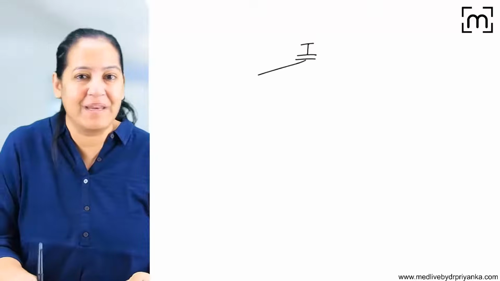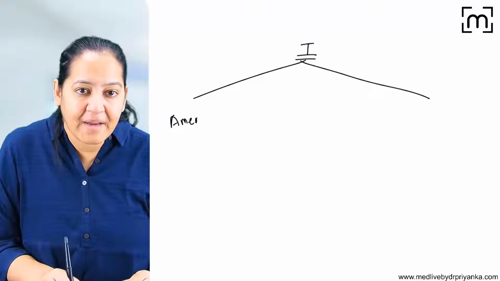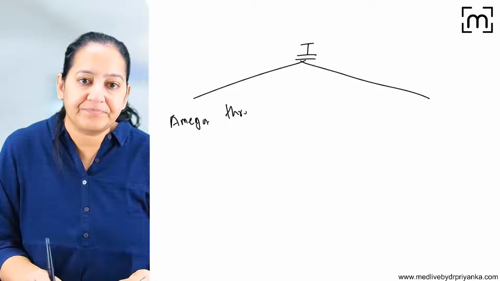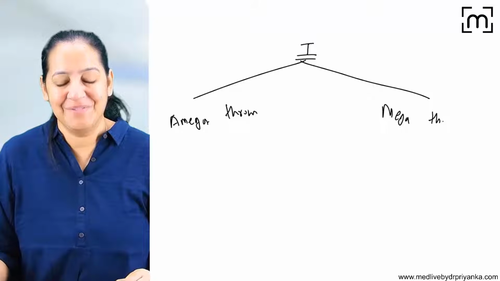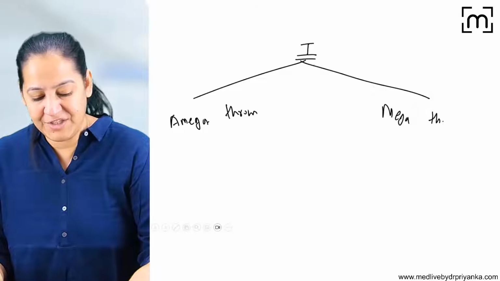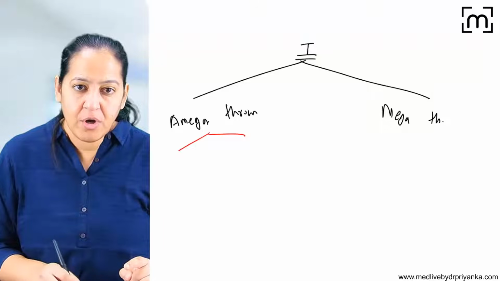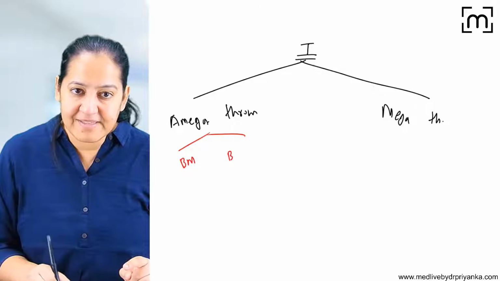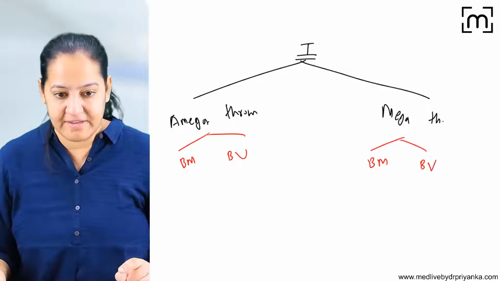So what we have learned? We have learned there are 2 types of thrombocytopenia. What are the 2 types? Amegakaryocytic thrombocytopenia and megakaryocytic thrombocytopenia. So what is the problem in each of them? Can you tell me? Is the problem in the bone marrow or in the blood vessel?